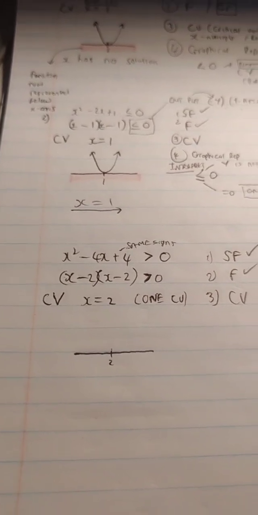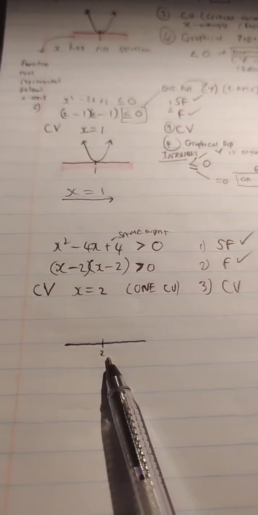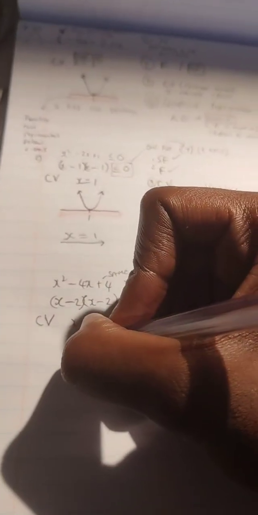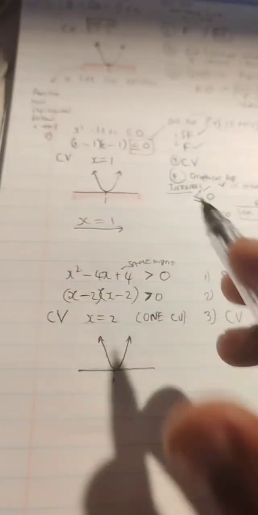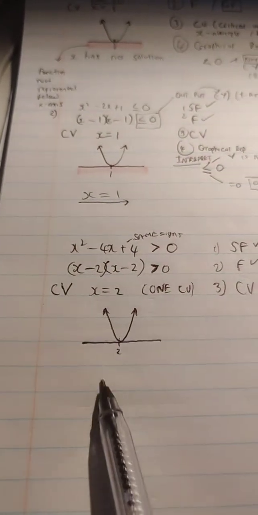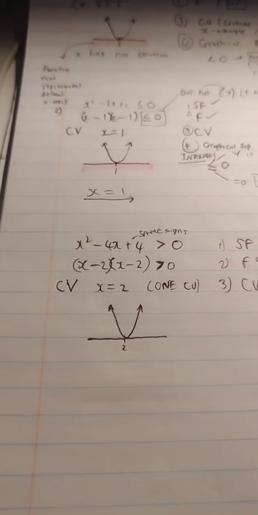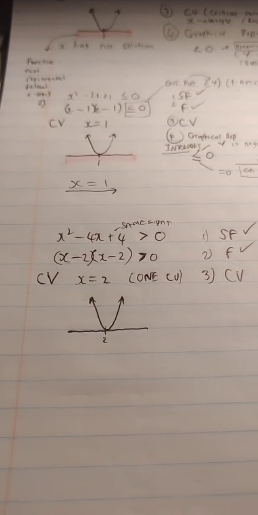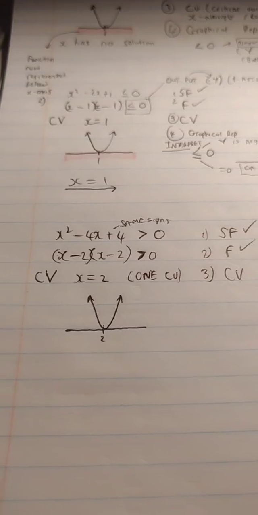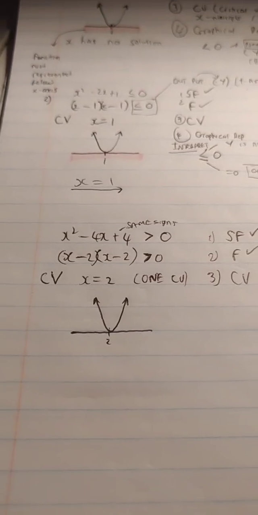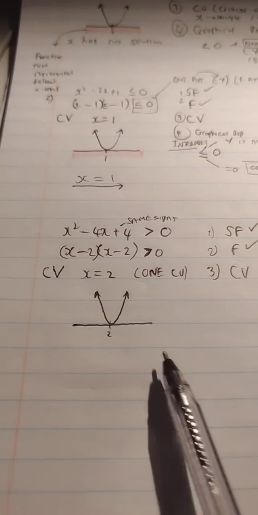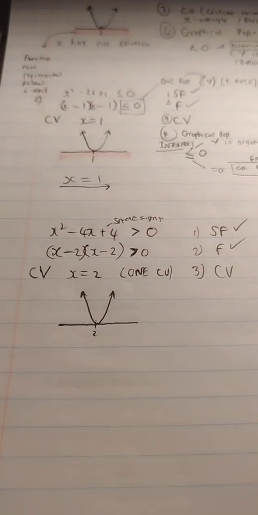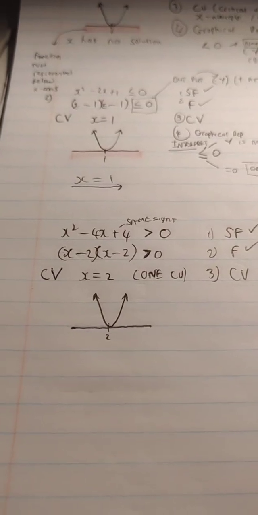Alright, so the critical value is 2. And our graph is going to be one of those ones because it only has 1 critical value. If it had 2, it would be one of those ones that cuts in 2 places. But because it has 1 critical value, it's one of those ones that cuts at 1.